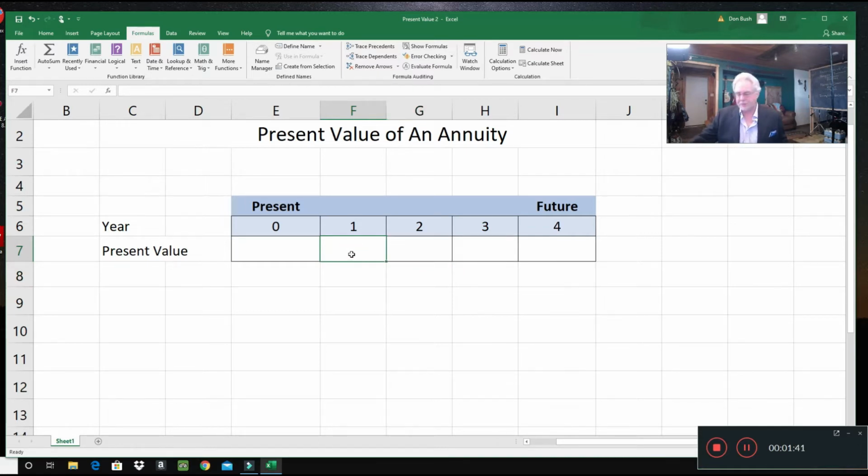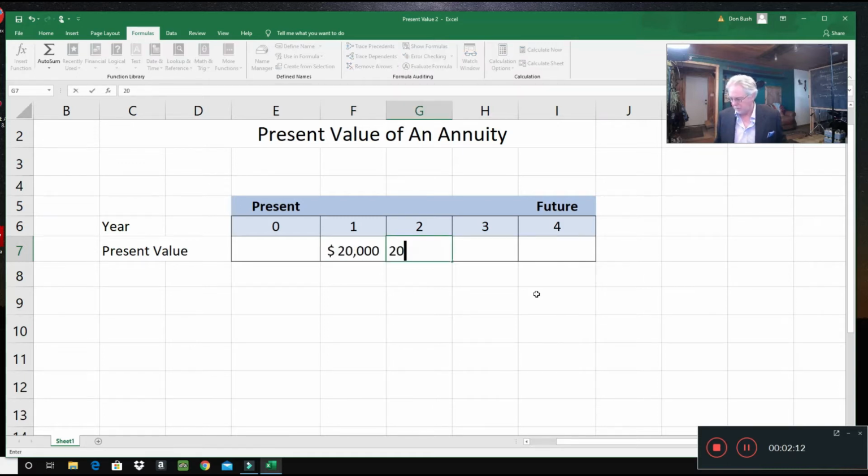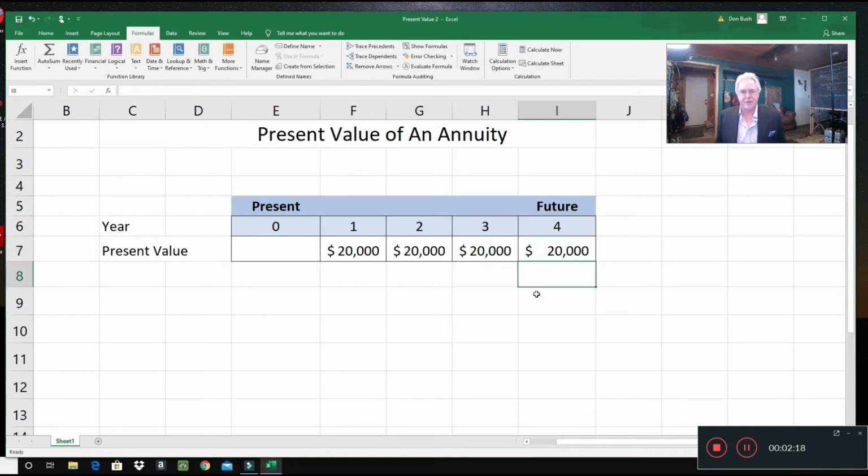But today we're learning about annuities. Annuities are equal payments over equal periods of time, and they can be any amount. So let's just use $600. There we go. So that would be considered an annuity, folks. Equal payments over equal periods of time. You could use any amount. Like, let's put in $20,000. So, folks, that would be an annuity. So I'm doing this over 4 years, but you could do it over 10, 15, 20, 100, 1,000 years, whatever you want to do. You could do it over 2 years. Let's find the present value.